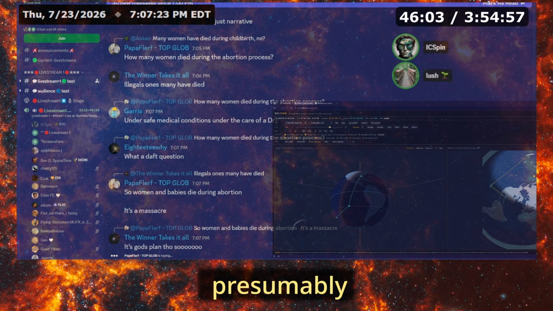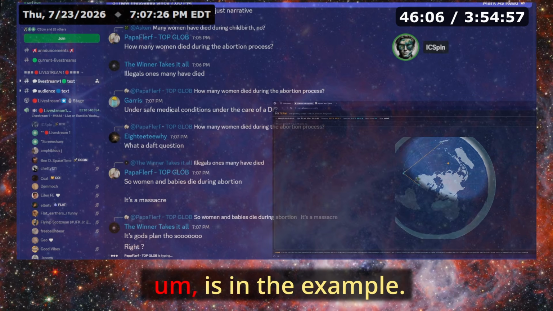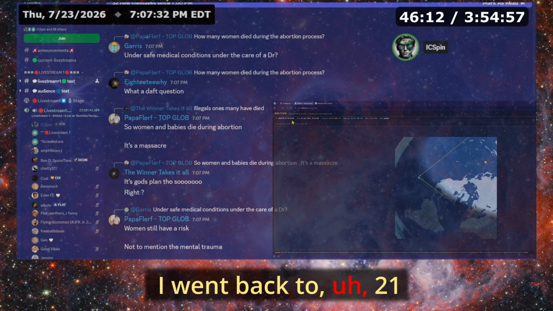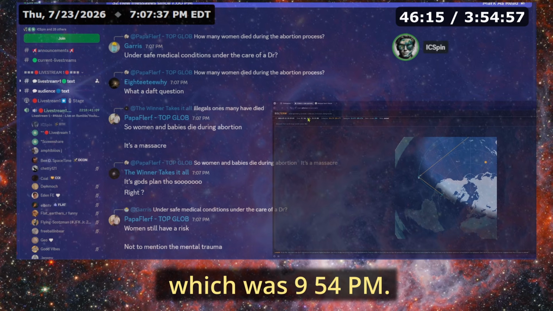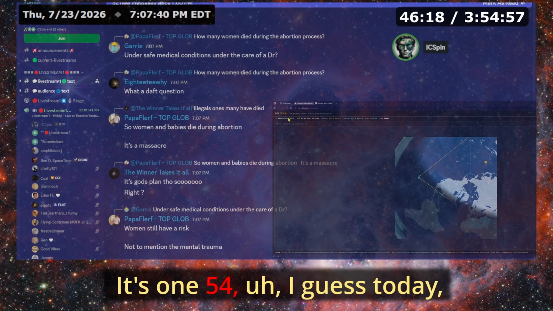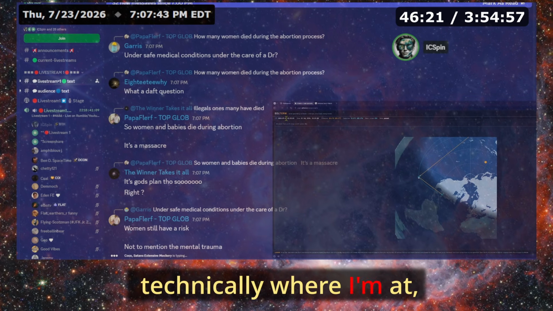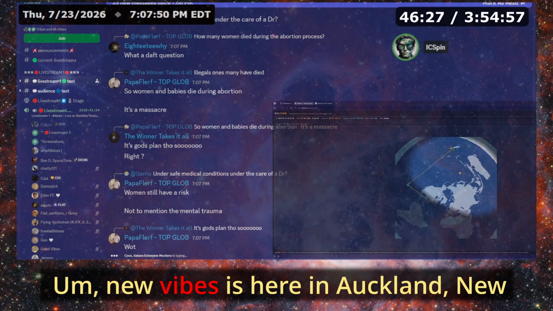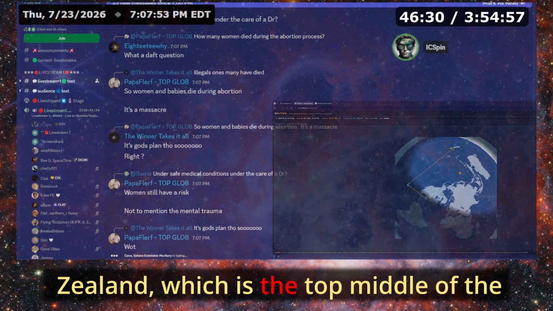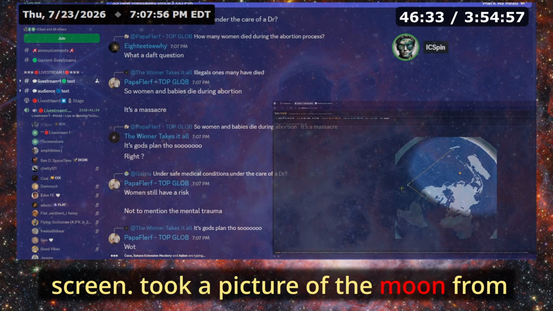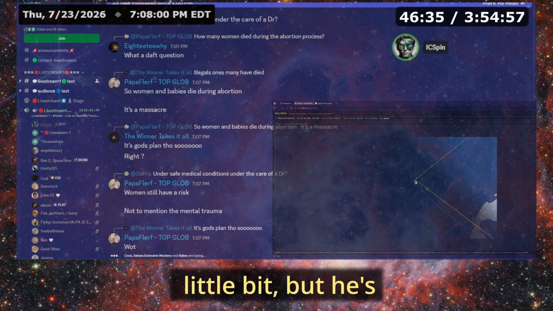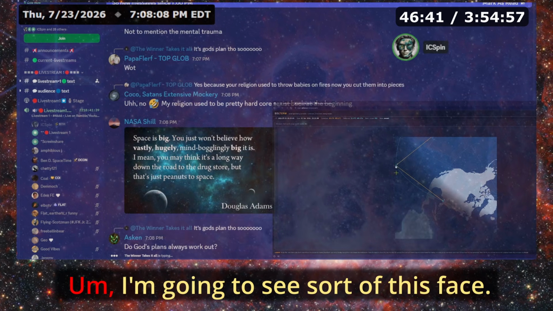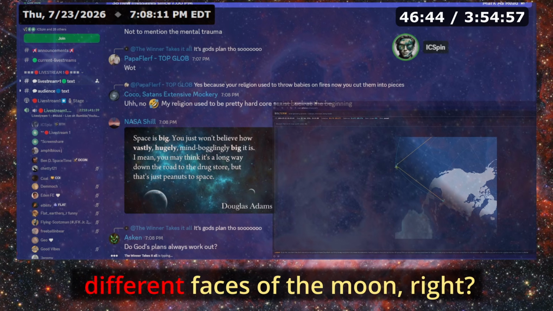So presumably, this is what the flat Earth is in the example. And I'm here in North Florida, and I set it for the exact time. I went back to 2154, which was 9:54 p.m. Eastern time zone. In UTC, it's 1:54, I guess today, technically, where I'm at, which is the 23rd of July. So it's the same time that we basically took our photo. New Vibes is here in Auckland, New Zealand, which is the top middle of the screen. He took a picture of the moon from this direction, which is obviously off a little bit, but he's going to see this face, right? That's going to be visible to him. Where I'm at, looking that direction, I'm going to see sort of this face. We're going to see different faces of the moon.